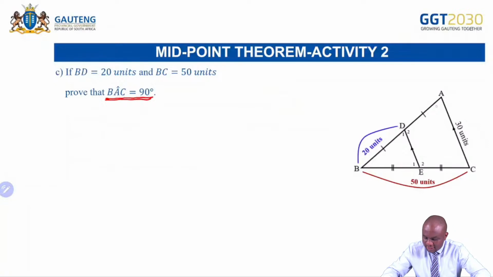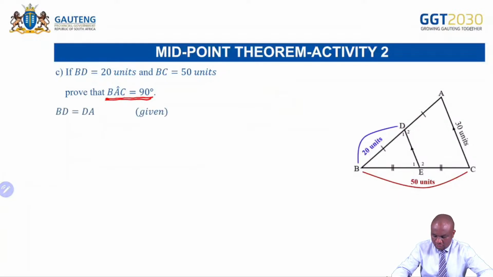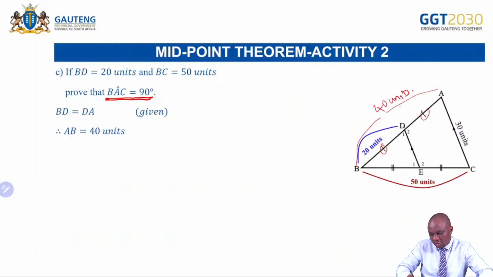Right, welcome back. Let's mark our work. So now, we're told that BD is 20 units, and BD is equal to DA. Do you see that? We're given that because of these symbols there, or D is the midpoint anyway. Right, so it means AB, the whole AB, is 40 units. So AB is 40 units and AC is 30 units.